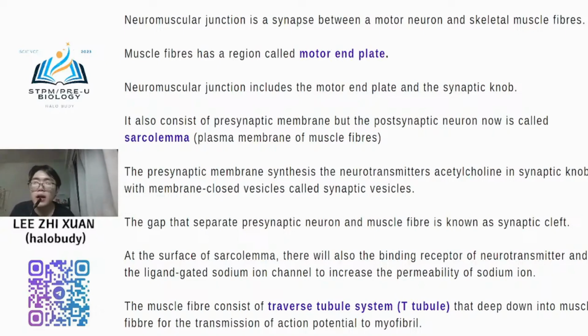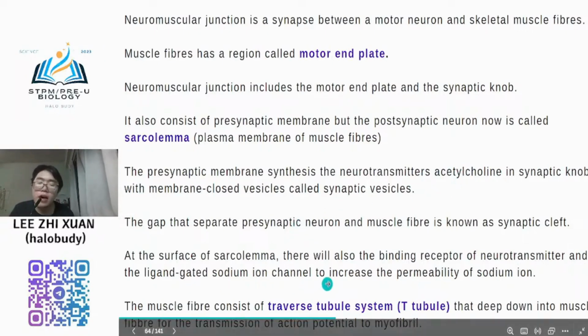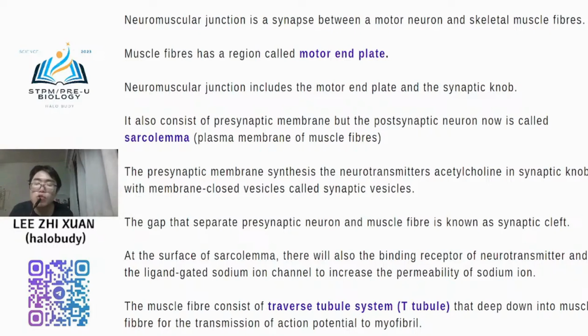Others, like dopamine and GABA, do not play a role in skeletal muscle contraction, so you need to be alert. In the examination, in structural or objective questions, if they ask about the function of acetylcholine, you need to know. There is also the T tubule, or transverse tubule, which goes deep down into the muscle fiber for the transmission of the action potential to the myofibril.